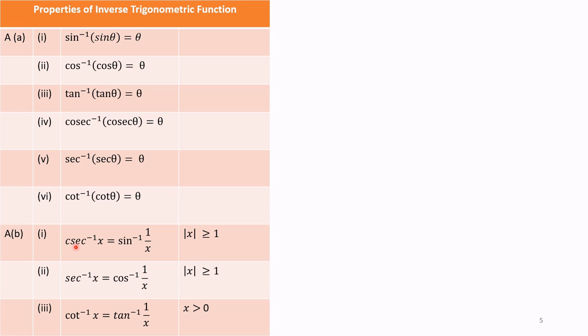Please note very carefully. Cosecant inverse x is equal to sine inverse of 1 by x. Secant inverse of x is equal to cos inverse of 1 by x. And cot inverse of x is equal to tan inverse of 1 by x. And the boundaries are also given, where mod x is greater than or equal to 1 for cosecant x. And secant x has boundaries where mod x is greater than or equal to 1. And for cot inverse, x is not 0. Please note that x is not 0.